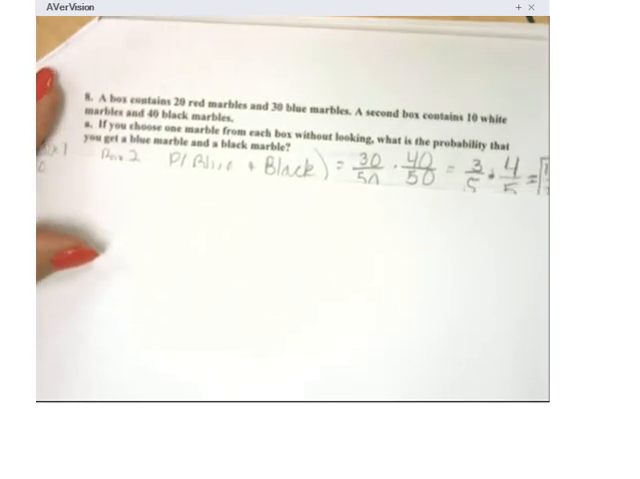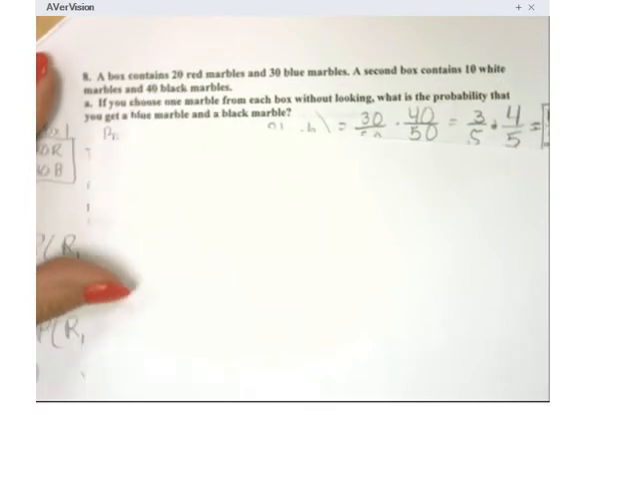Close to done. Number 8. We have a box that contains 20 red and 30 blue marbles. Okay, so I drew a little picture. We have a second box, and it has 10 white and 40 black. And we're going to choose one marble from each box without looking. And we want to find the probability that you get a blue marble and a black marble.